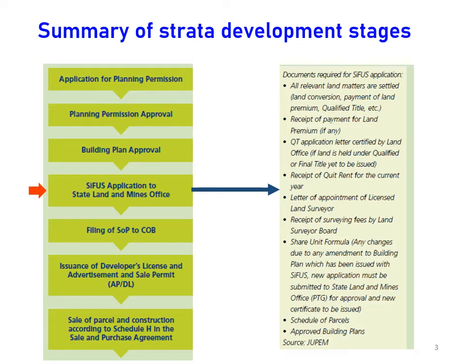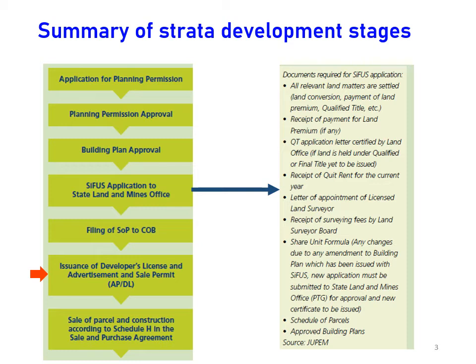Okay, so the application of the SIFUS is detailed in this box, whereby the box will show you all the documents needed for the application of SIFUS. So this one you can read on your own in the course book, or read after this in fact. Okay, next one is filing of the SOP to the Commissioner of Building. The SOP also needs the approval by the Pengarah PTG, but must be filed after that to the COB.